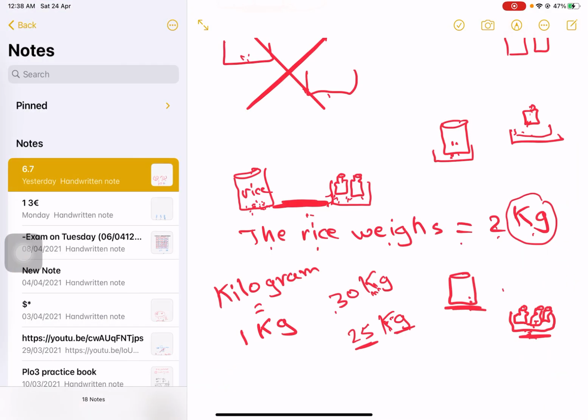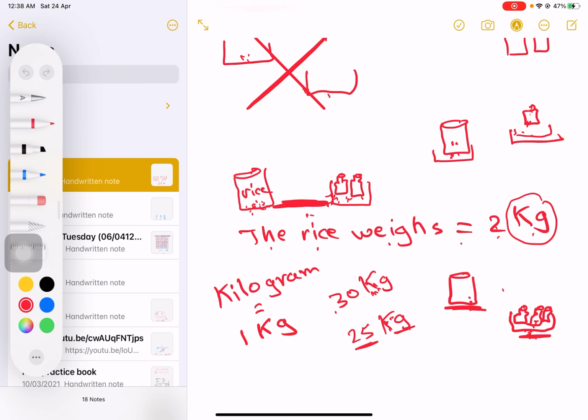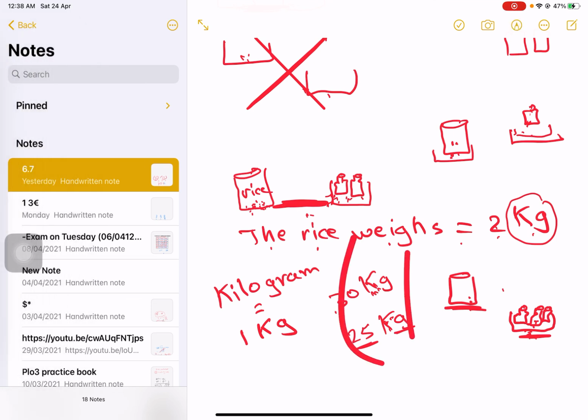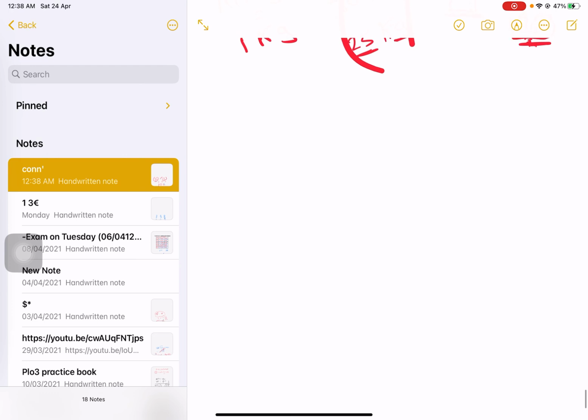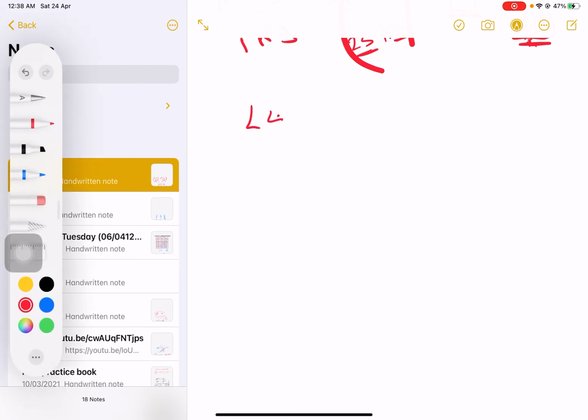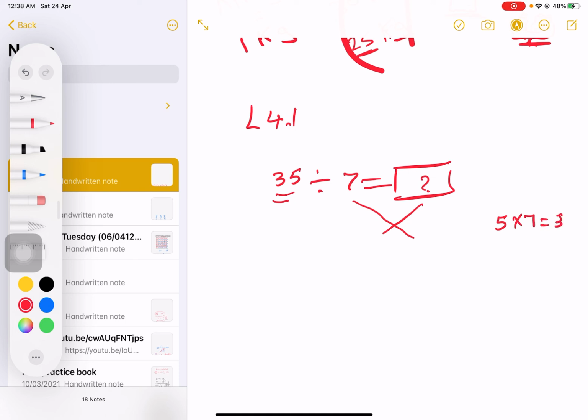If I go to the notes. Okay. Now, my lesson is lesson 4.1. Okay, they wrote for me 35 divided by 7. What is the answer? They draw for me an empty box with a question mark. What number you multiply by 7, you get 35. Go back and remember the tables, okay? Of course, you will know that 5 times 7, it will be 35. So, what number will I write here? I will write here 5. So 35 divided by 7, the answer is 5.